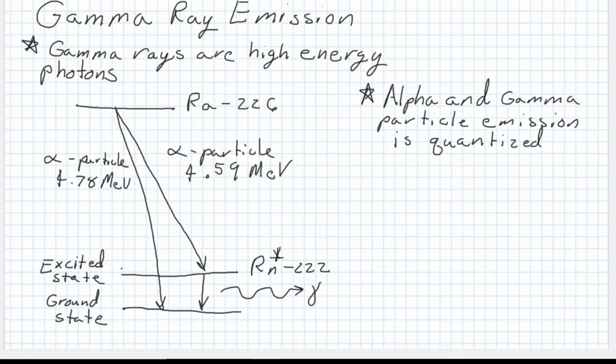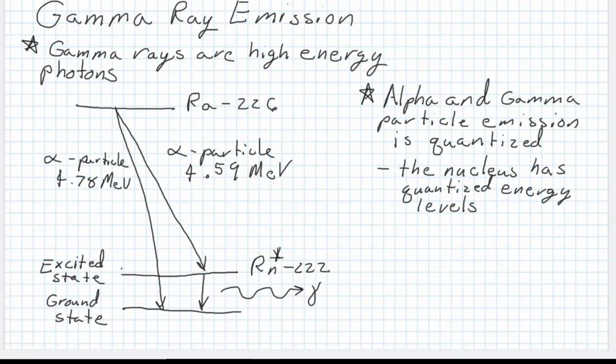The other thing this shows is that alpha and gamma particle emission is quantized. So it either has to be 4.78, 4.59, and whatever the difference between those numbers is. And this shows that the nucleus has quantized energy levels, just like the electron orbitals had electron energy levels that were quantized. All right, that's the end.